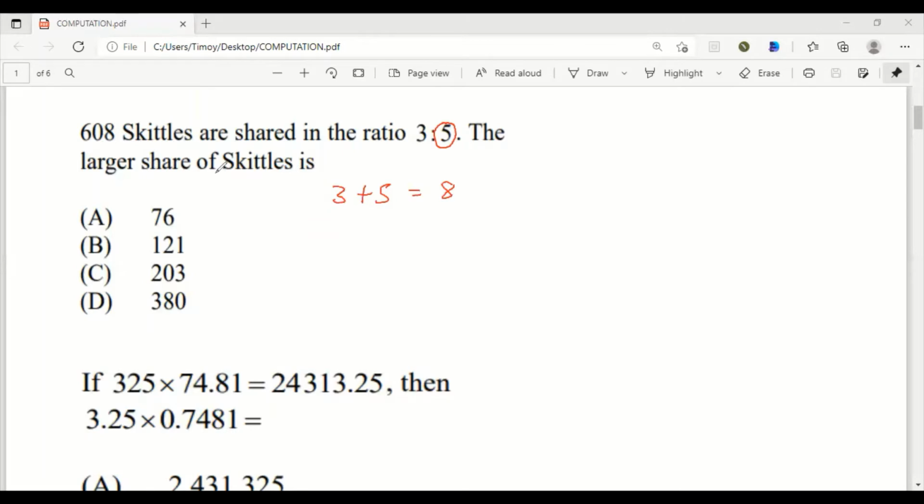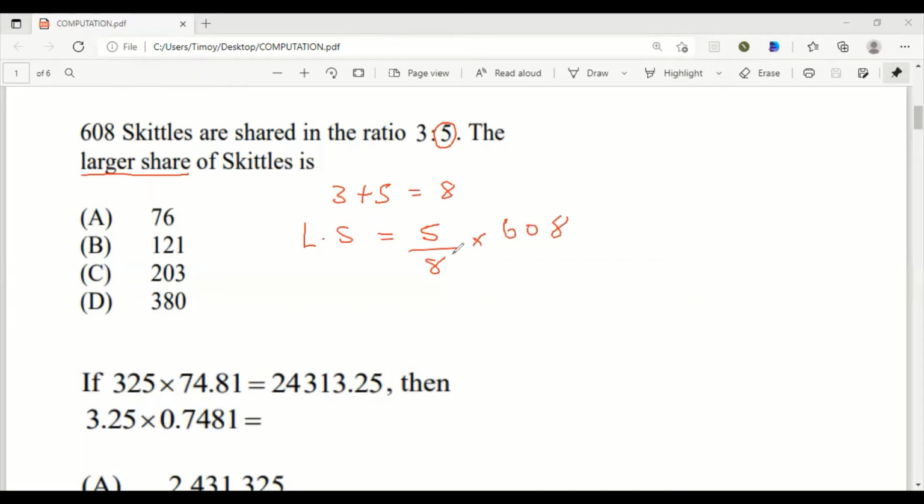Right? Now, they ask us for the largest share. The largest share is represented by the number 5, but that's 5 parts out of a total of 8, right? And what is being shared? 608 skittles. So we can say, I'm going to use LS for larger share. We can say that the larger share then is going to equal 5 parts out of a total of 8 parts. And what is being shared? So it is of this. So times 608.